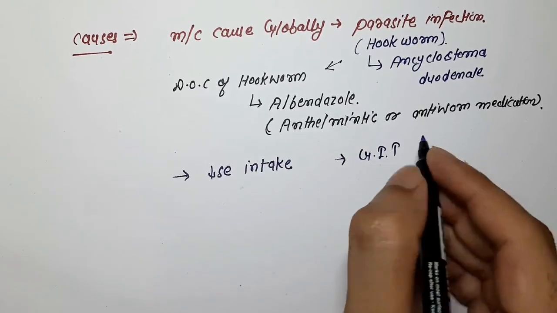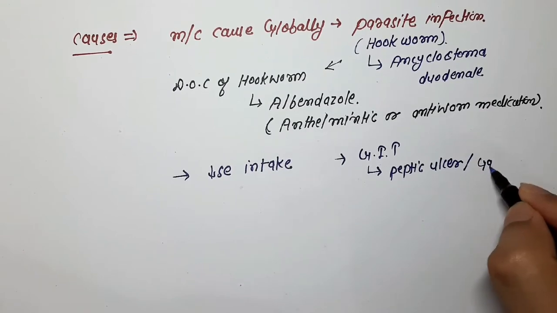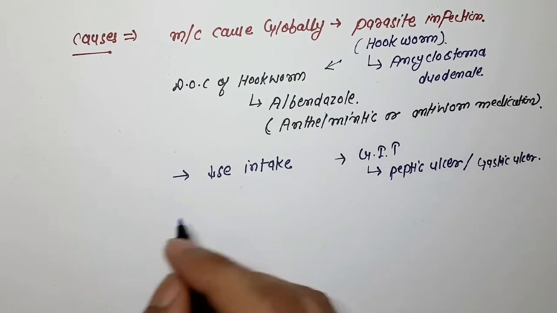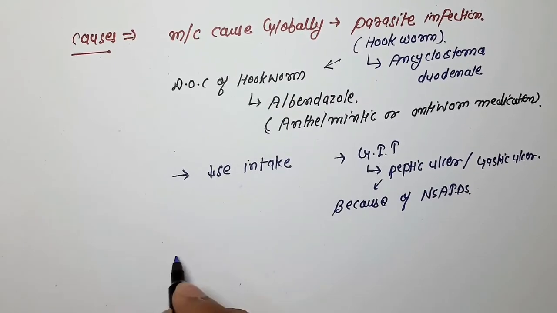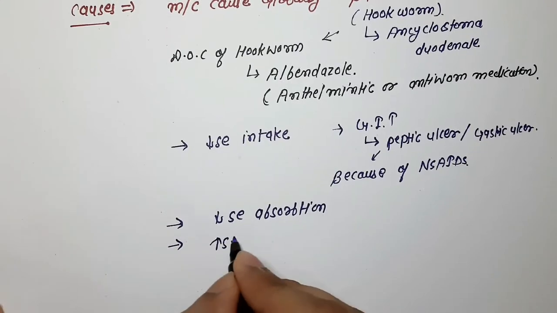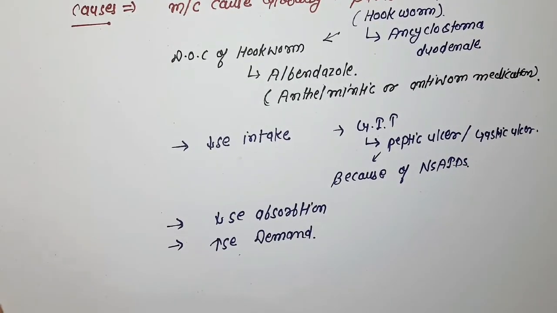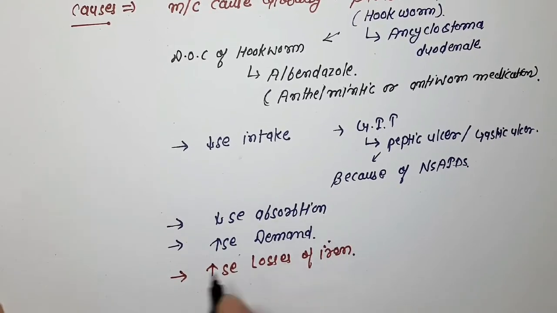Other causes of iron deficiency anemia, which are obvious reasons: decreased intake, GIT problems like peptic ulcer or gastric ulcers because of NSAIDs, non-steroidal anti-inflammatory drugs, decreased absorption, increased demand, and increased loss of iron.